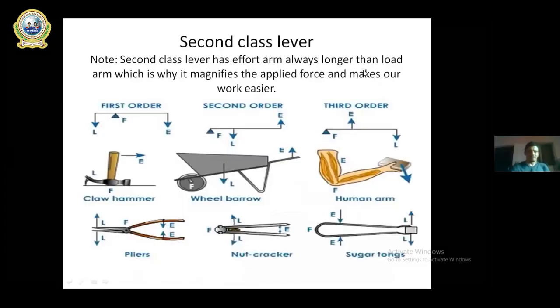Wonderful. Okay, let me share some pictures. So you can see here. Go to second order, because these are some examples. If you take the examples of the first class lever, this is a hammer. At this point, this is a handle. So at this point we hold the hammer. So it is effort, and the hammer is used to take out nails. So nail is load, and this one is fulcrum. So fulcrum is in between load and effort.